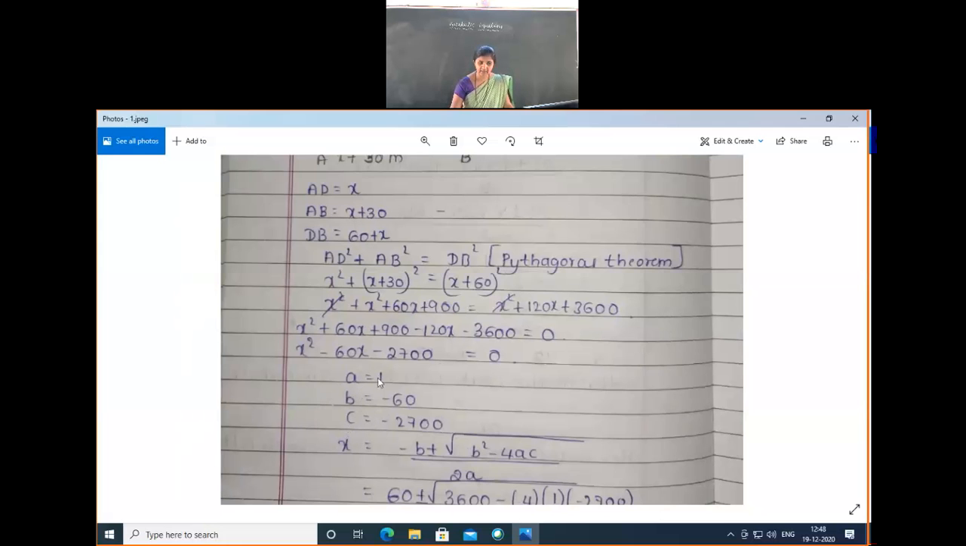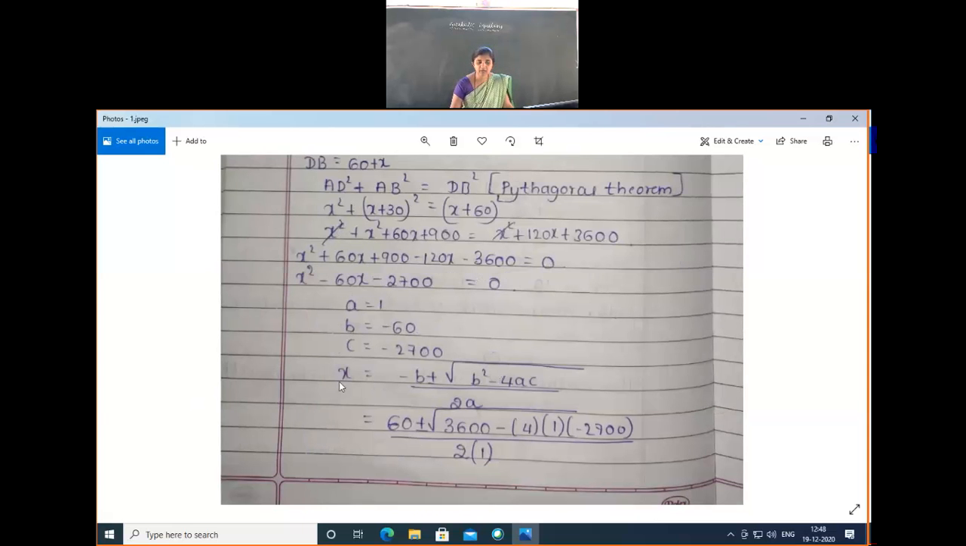a is equal to 1 here, b is equal to minus 60 and c is equal to minus 2700. So then the quadratic formula: x is equal to minus b plus or minus square root of b square minus 4ac, divided by 2a. Then minus b, that is minus of minus 60, in the sense plus 60, plus or minus b square, that is minus 60 whole square is 3600, minus 4 into a value is 1, c value is minus 2700, divided by 2 into 1 which is equal to 2.